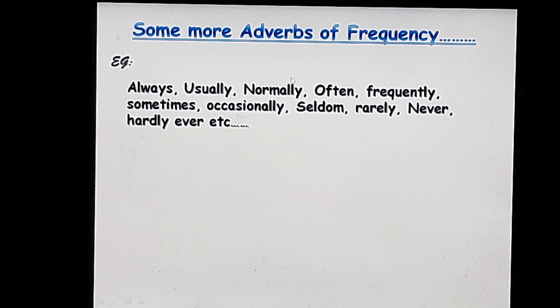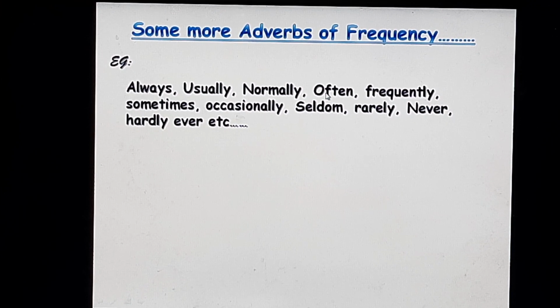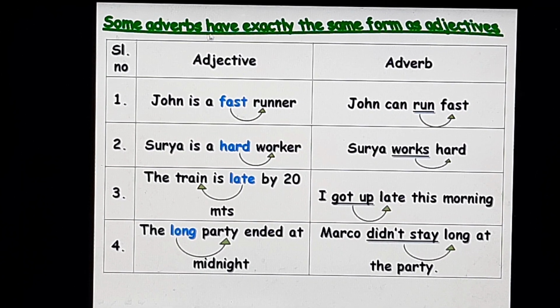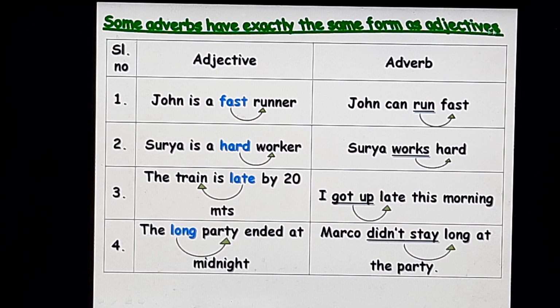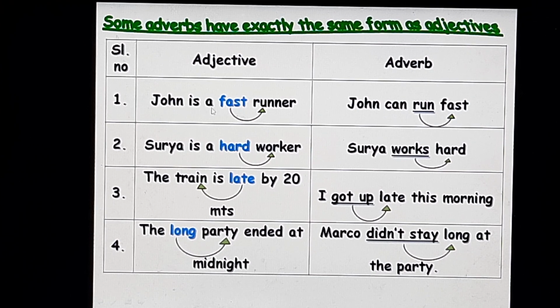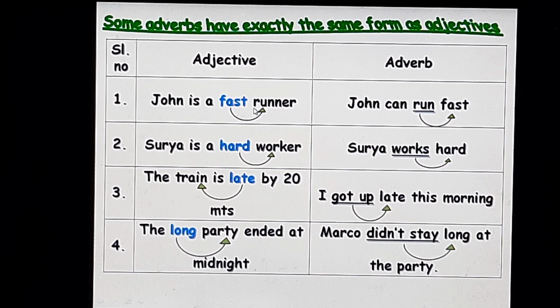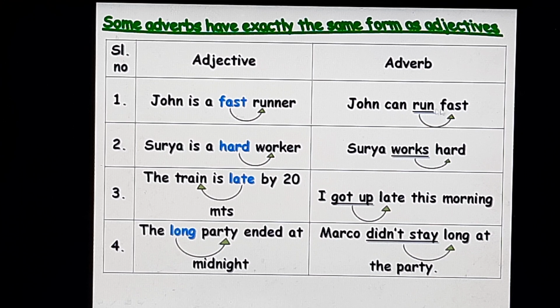Some more adverbs of frequency are always, usually, normally, often, frequently, sometimes, occasionally, seldom, rarely, never, hardly ever, etc. We must make a note that these adverbs of frequency also end with ly, but they answer the question how often. Now some adverbs have exactly the same form as adjectives. Like in these examples, John is a fast runner. Here fast is an adjective that says something more about the noun runner. John can run fast. Run is the verb. Run how? Fast. So it's an adverb.